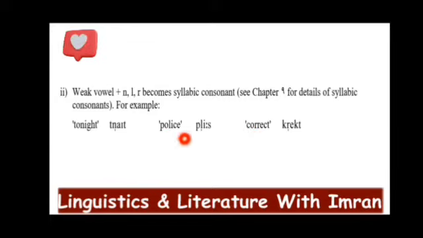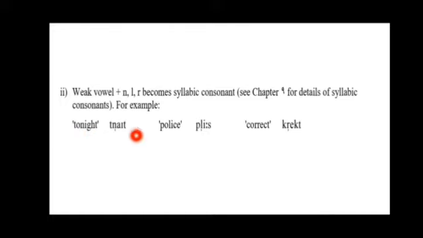So n, l and r become syllabic consonants. Here also the weak vowel disappears, and these n, l and r become syllabic consonants, right? So tonight, police and correct. We do not pronounce schwa or the weak vowel here in correct, in police or tonight, because n, l and r become syllabic consonants, right?